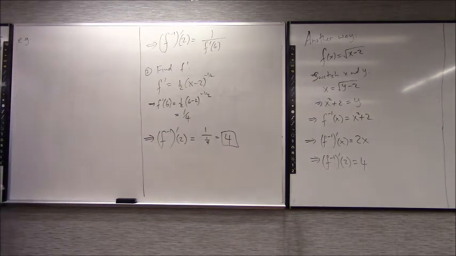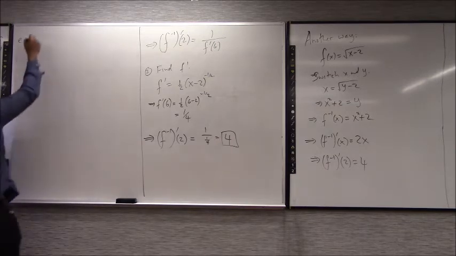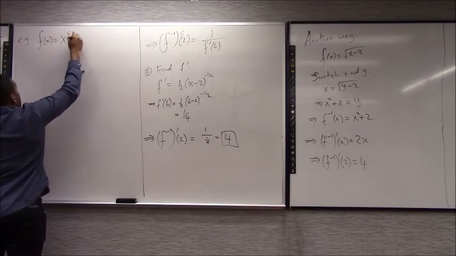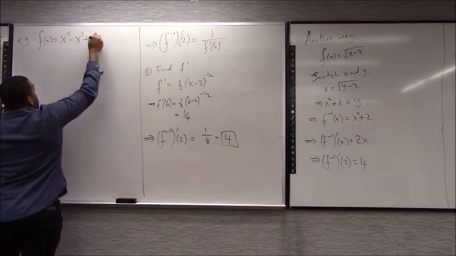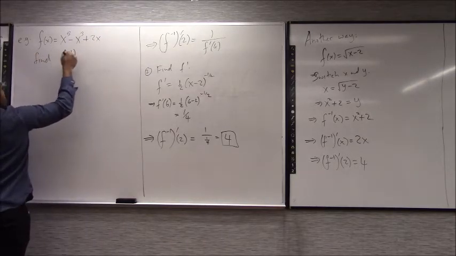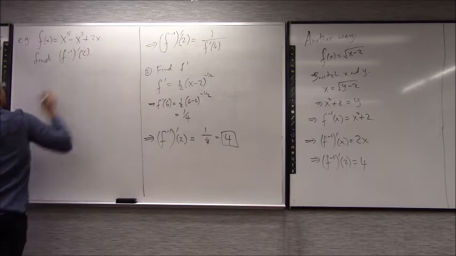Example. f of x equals x to the 5th minus x cubed plus 2x. Find f inverse prime again at 2.